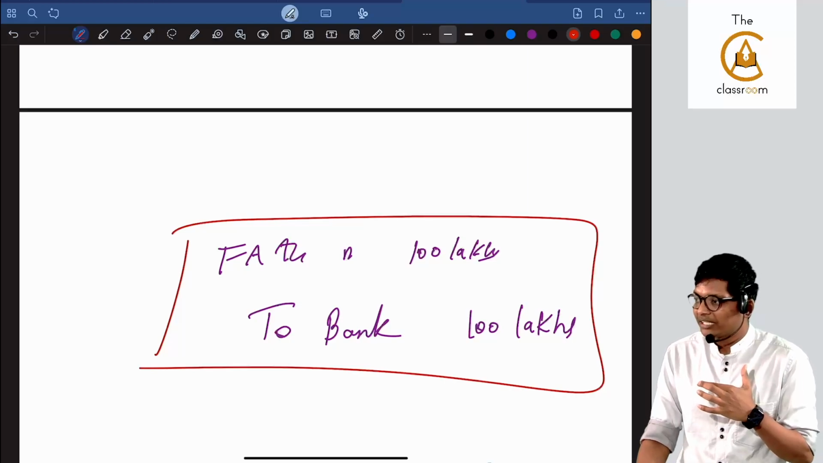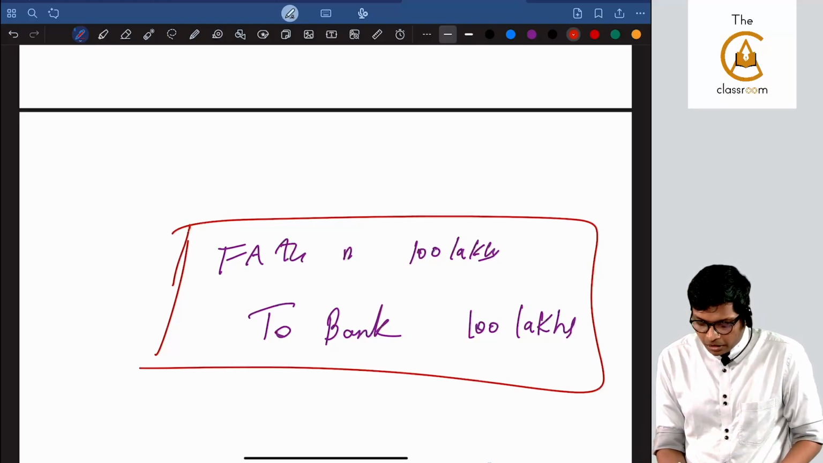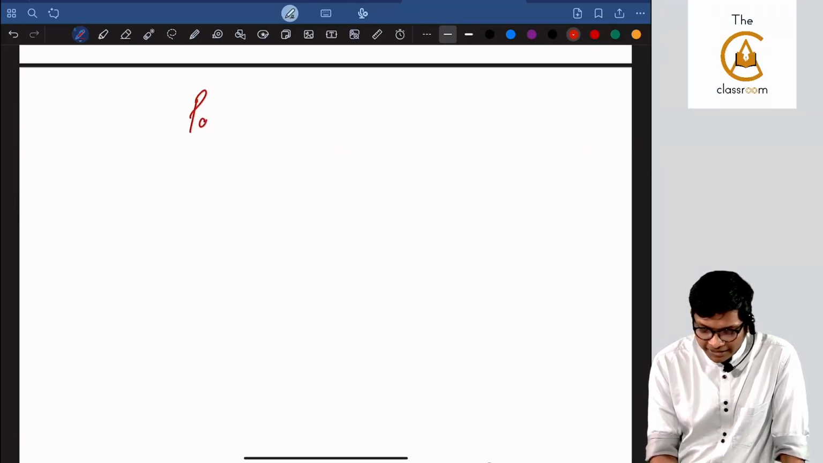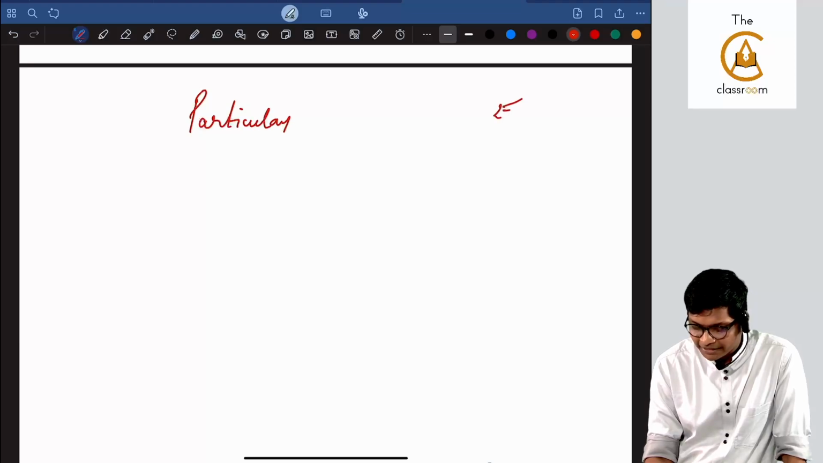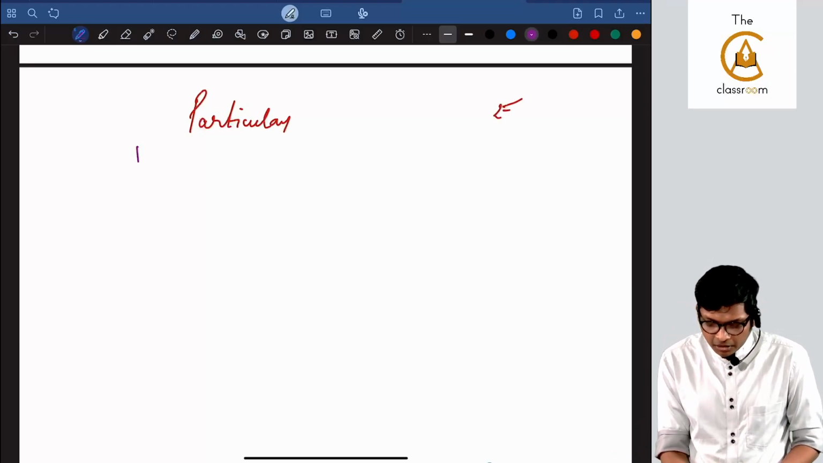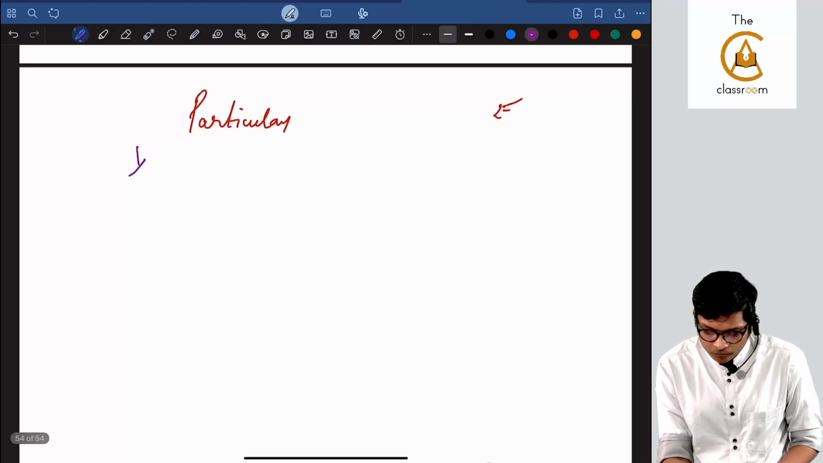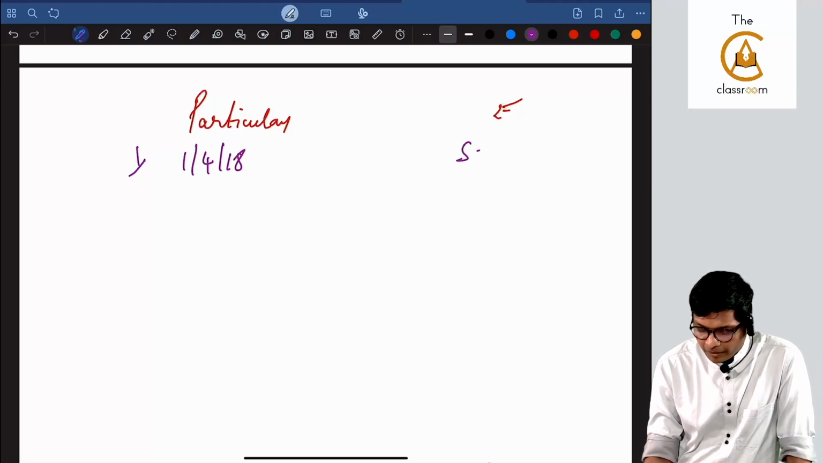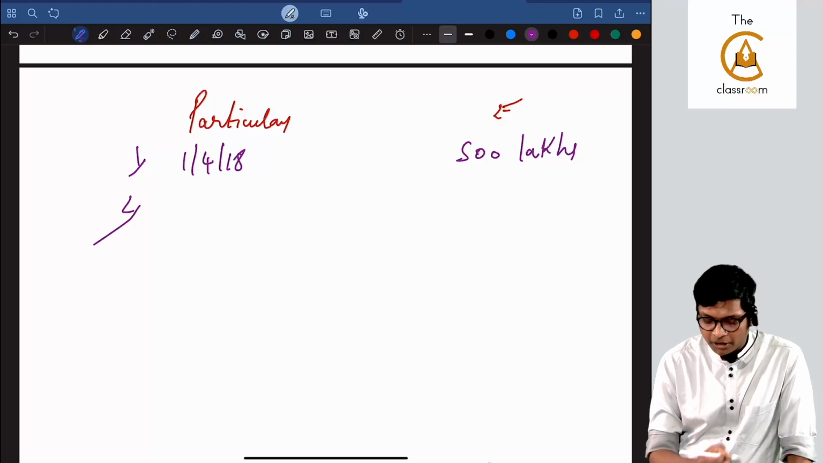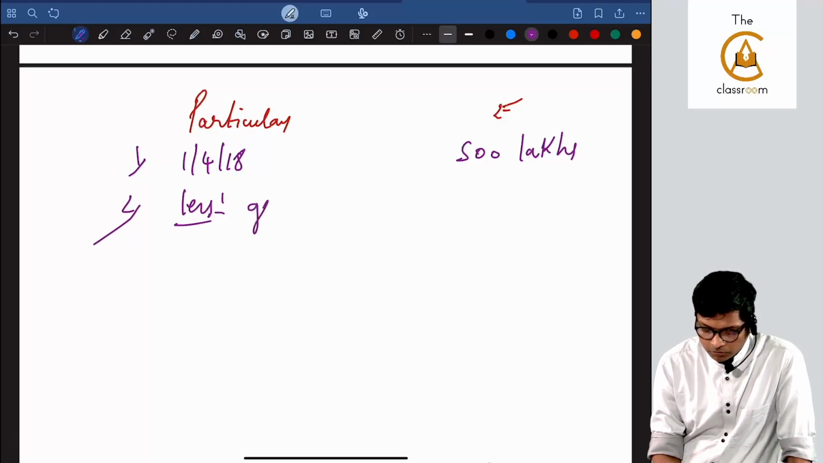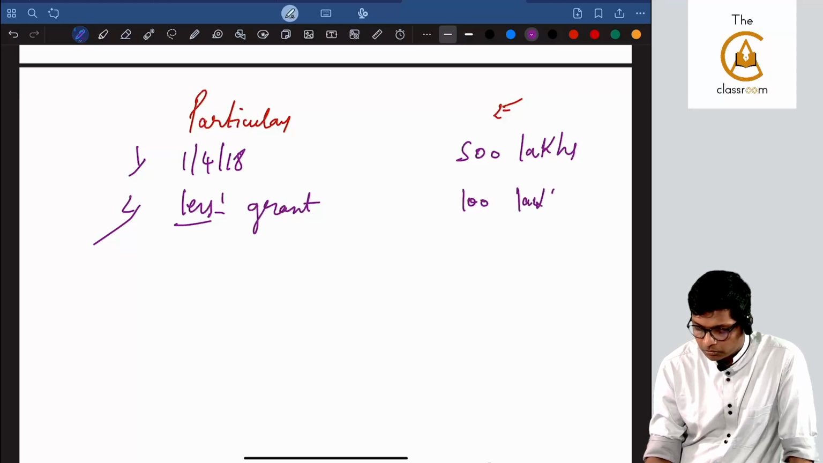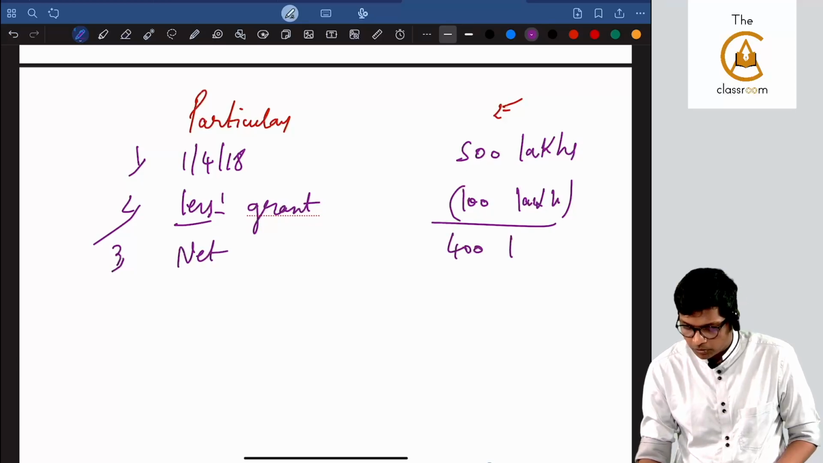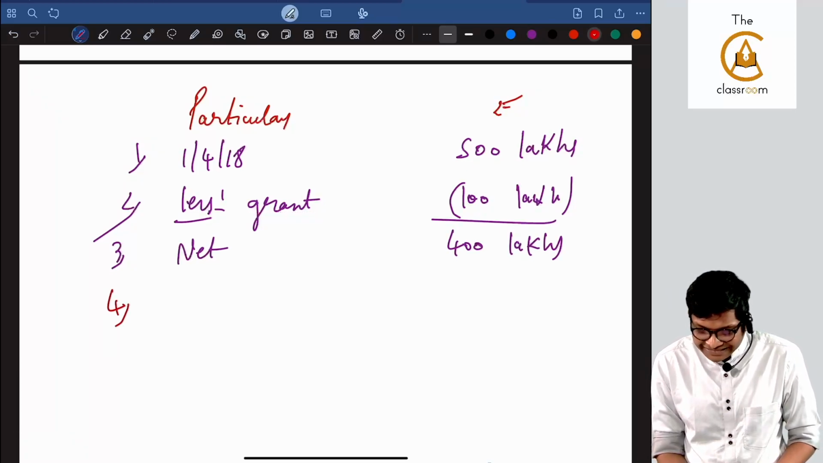You should also have what, guys? I mean, what will be the value of asset after refund? So you will prepare one small table like particulars and amount, guys. First, when was the grant received? 1st April 2018. Help me with the values, guys. 1st April 2018, amount is 500 lakhs. You will prepare one small box. Then less grant 100 lakhs. Then net value is how much? 400 lakhs.